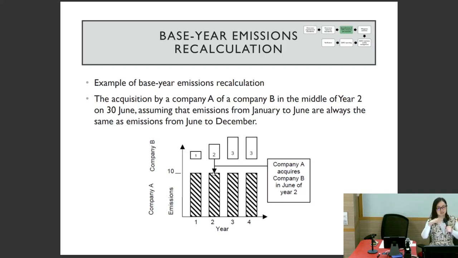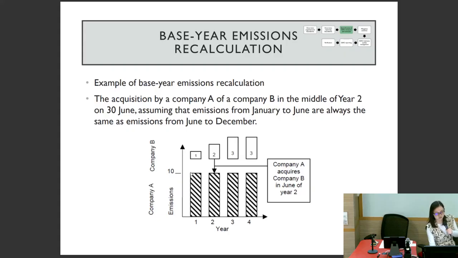And for the change of base year emissions, if it is half of the year, then it is 0.5. So 0.5 to 10 would be 5%. Quite significant, right? So 0.5 to the total of 10 would be 5%, which is treated as a significant difference. So we have to recalculate the emissions of the base year. The emissions should not be 10 anymore.